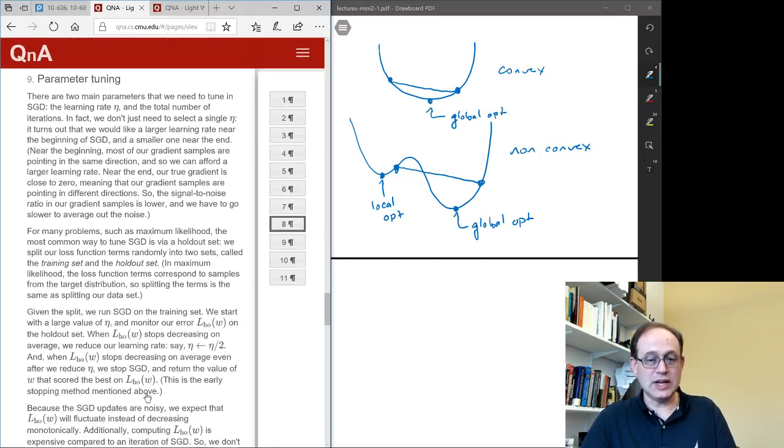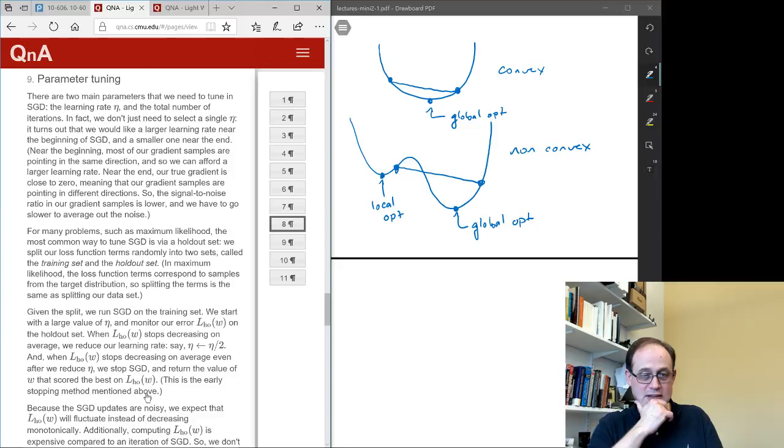So, parameter tuning. A bunch of people have been asking about this, and it's definitely a good question to ask about. There are two things that we have to tune in stochastic gradient descent. One of them is the learning rate, eta, and the other is the total number of iterations. We said repeat until we're tired, but in fact we don't do that. We have to have some automated way of saying when we're going to stop if we're going to implement this in an actual machine learning system.